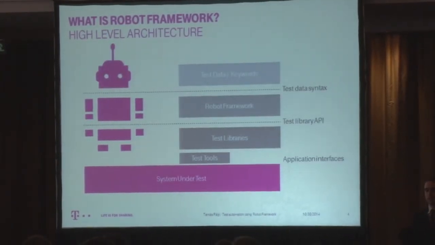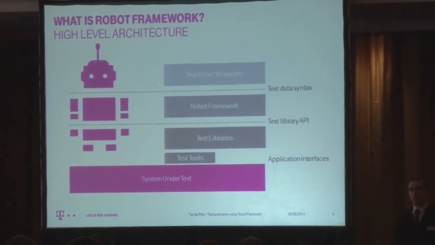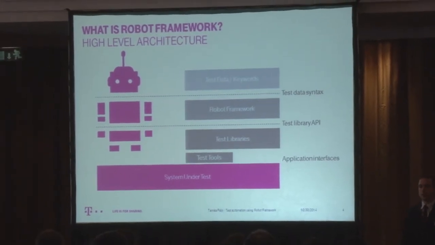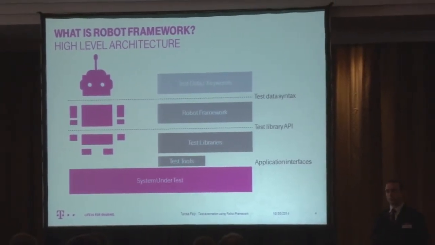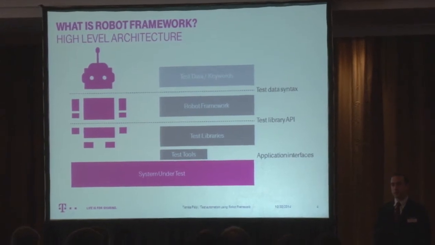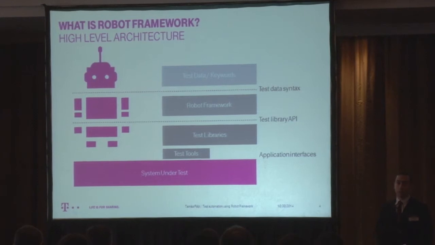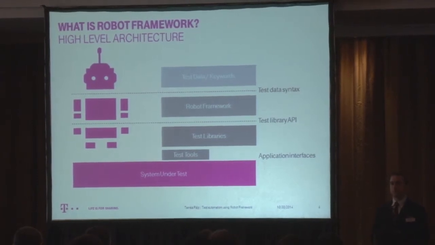On this slide, you can see the high-level architecture of Robot Framework. The system under test can be tested directly with test libraries or using test tools. Test libraries are controlled by Robot Framework, while Robot Framework is controlled by the keywords and the test data.